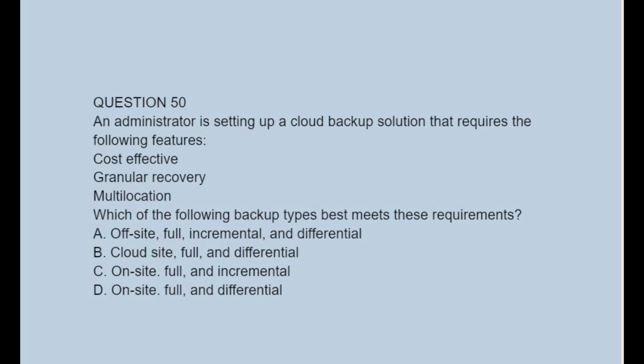Question is, an administrator is setting up a cloud backup solution that requires the following features: cost-effective, granular recovery, multi-location. Which of the following backup types best meets these requirements?